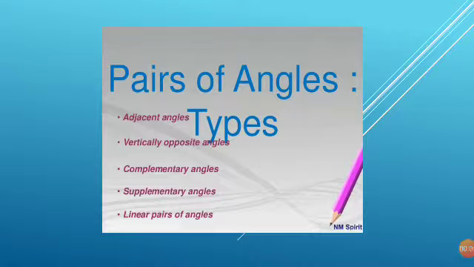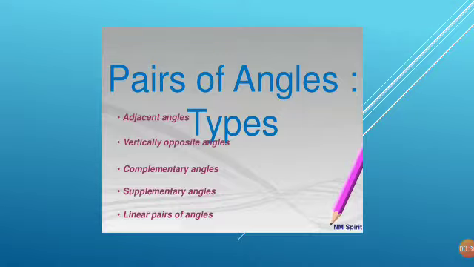Pair of angles. First, the types of angles. Already you know the acute angle, obtuse angle, right angle, straight angle, and reflex angle. First, the acute angle. An acute angle means less than 90 degrees. Angles from 0 up to 89 degrees are called acute angles.